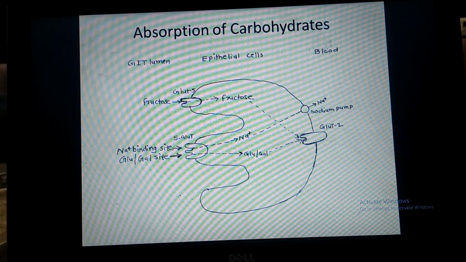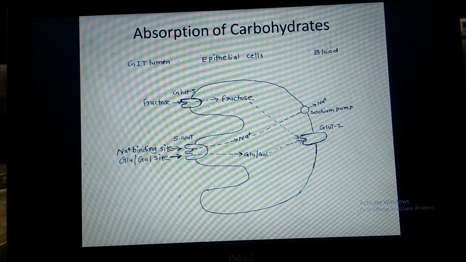When these two bind to the SGLUT, there is a conformational change in the movement of SGLUT and it rotates 180 degree and opens inside the epithelial cell. When it opens into the epithelial cell, monosaccharide, either glucose or galactose, which is attached there, will be released. At the same time, sodium ion is also released into the epithelial cell.